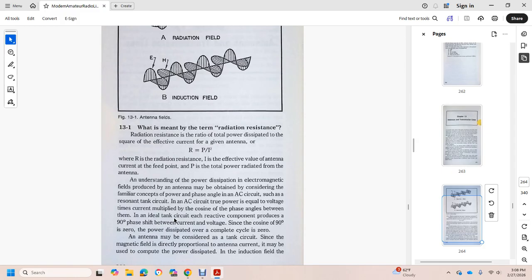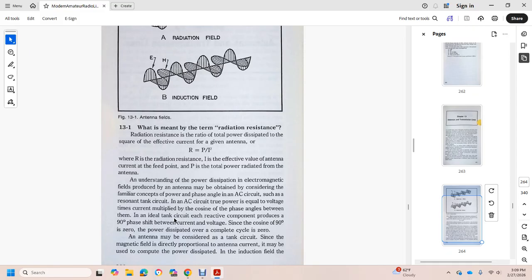radiation resistance? Radiation resistance is the ratio of the total power radiated to the square of the effective current in the antenna, R equals P over I squared. Radiation resistance is equal to the effective value of the antenna current at the feed point, with P the total power radiated by the antenna, as the power dissipation of the electromagnetic field produced by the antenna.